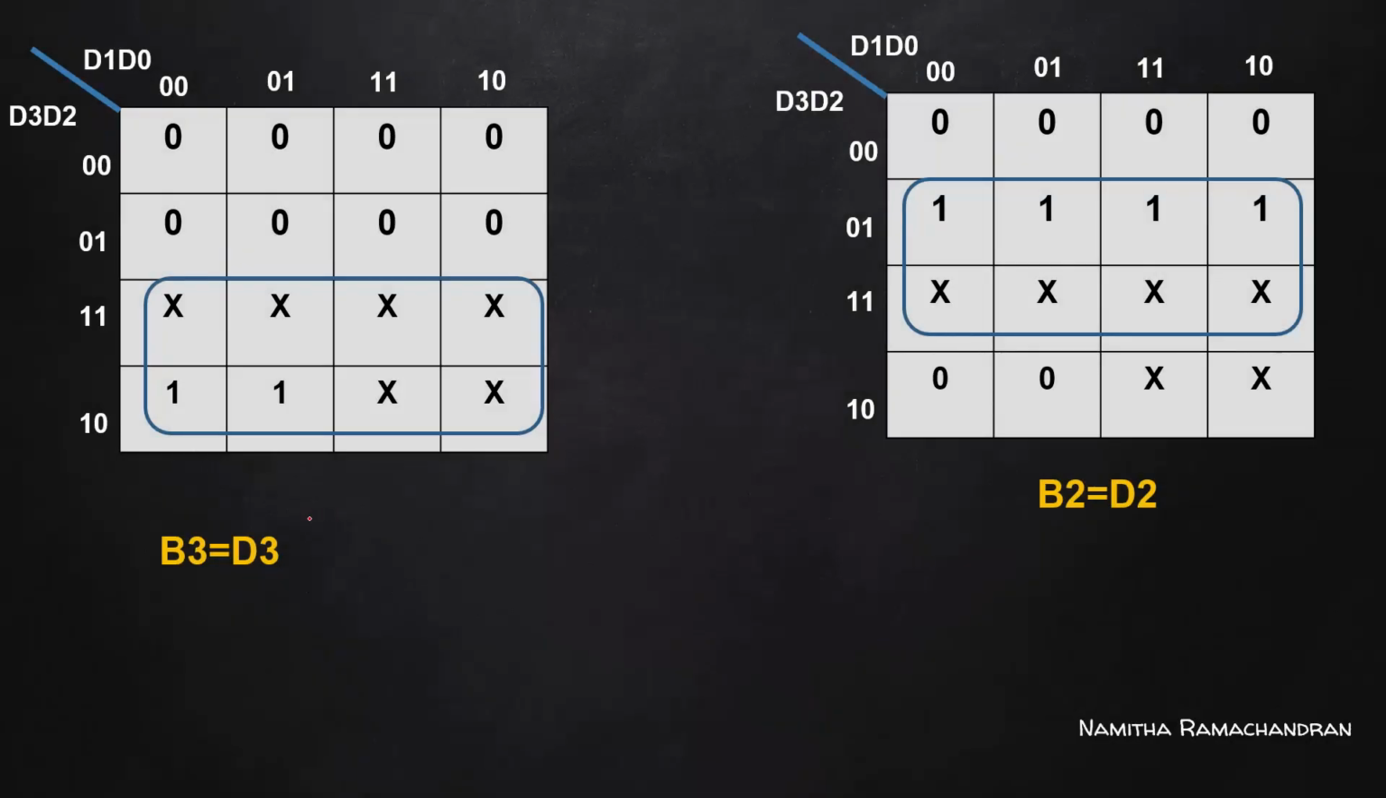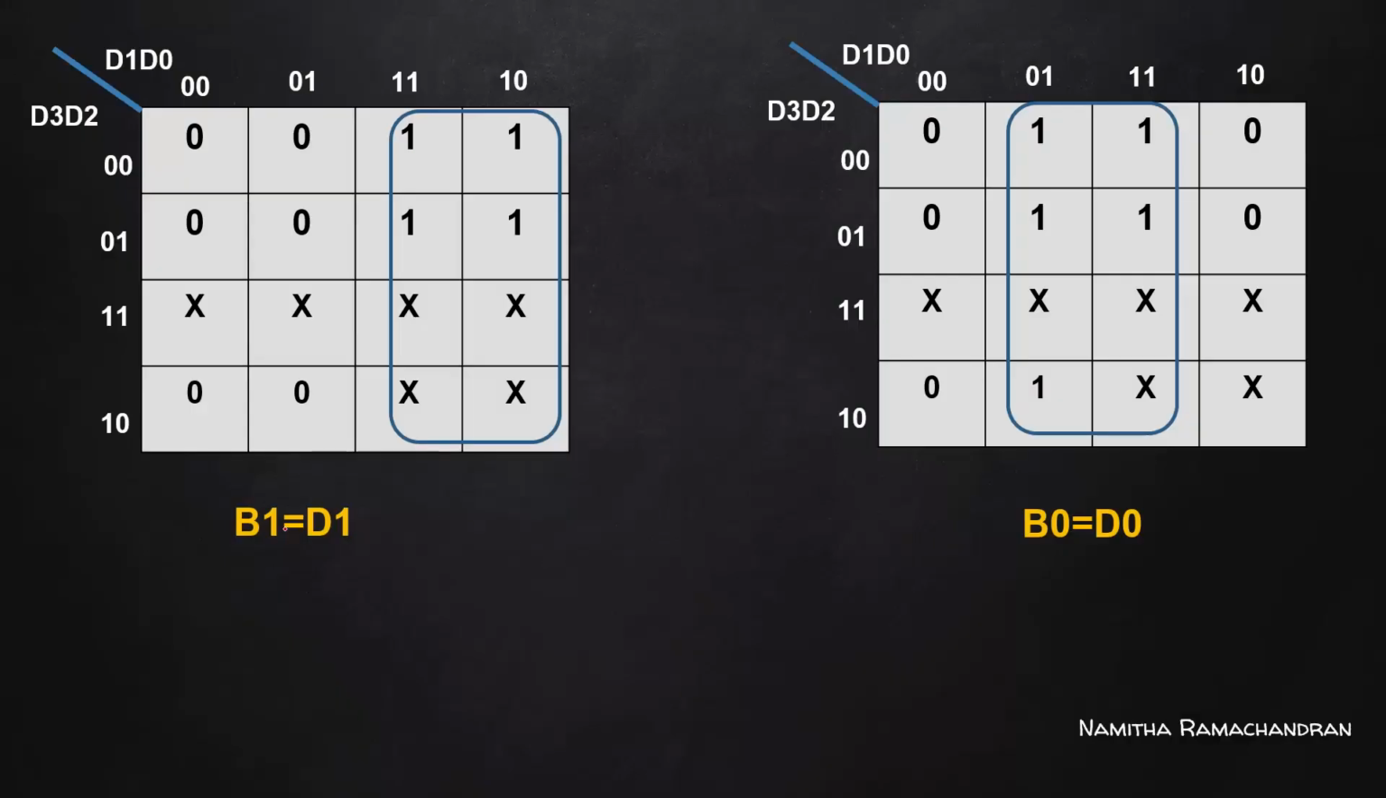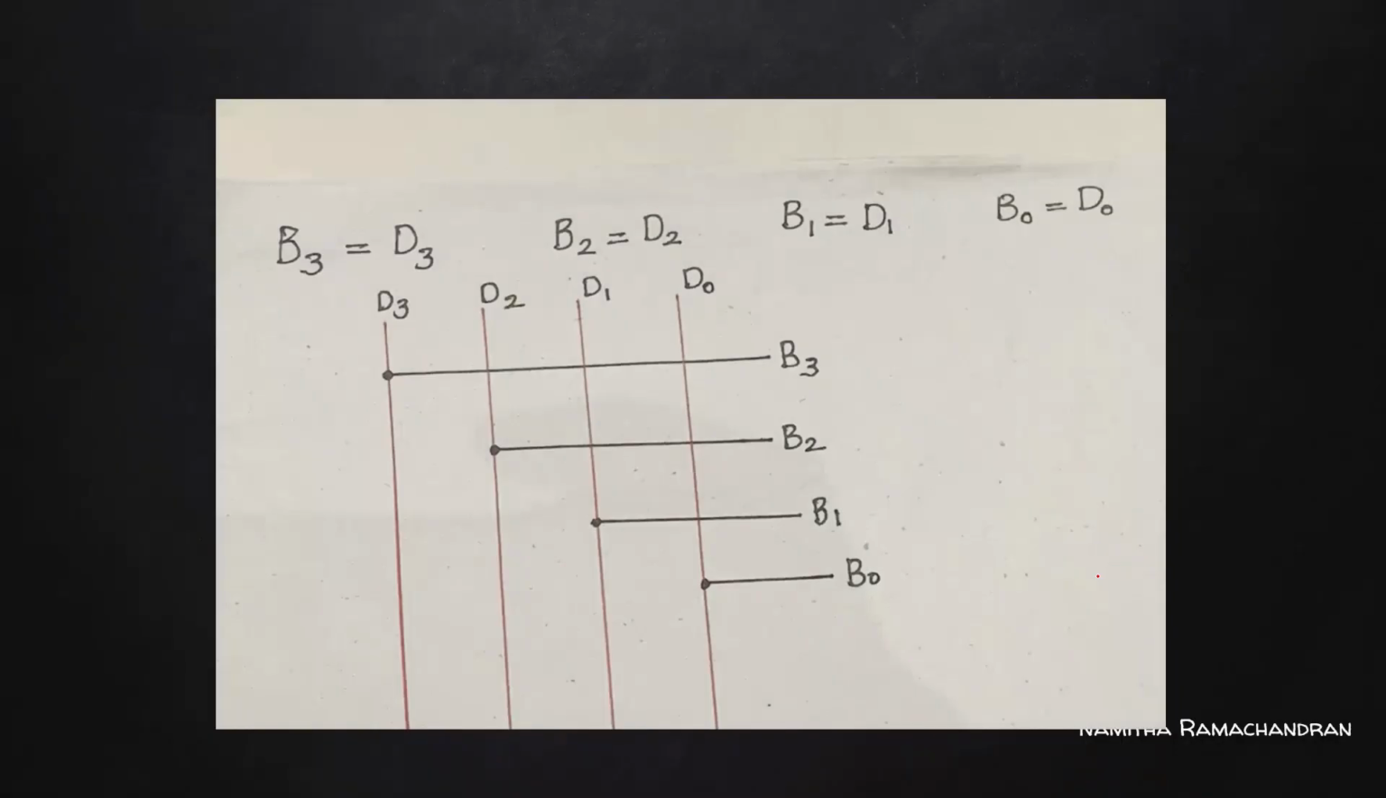Okay, so it is clear that B3 is directly formed from D3, B2 from D2, B1 from D1, and B0 from D0. So this is the circuit corresponding to our BCD to binary code converter. B3 means D3, B2 means D2, B1 is D1, B0 is D0, which is derived from our K-map. So we can directly mark this: D3 is connected to B3, D2 is connected to B2, D1 is connected to B1, and D0 is connected to B0.